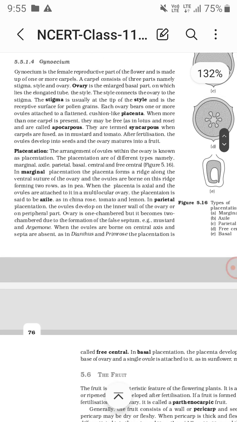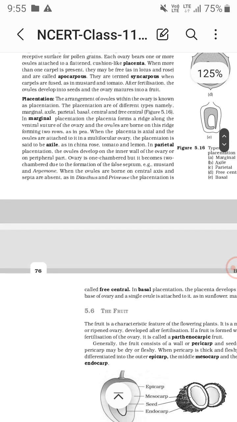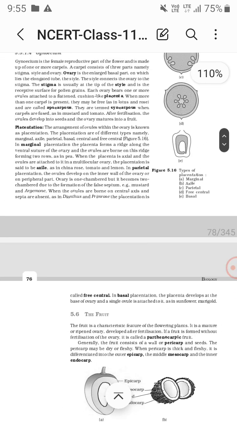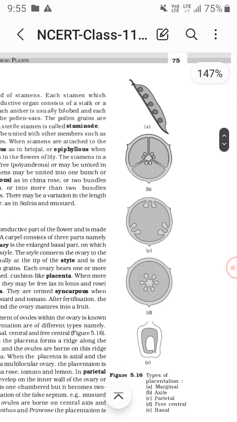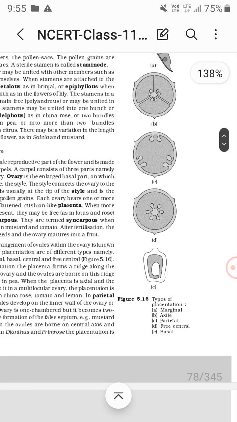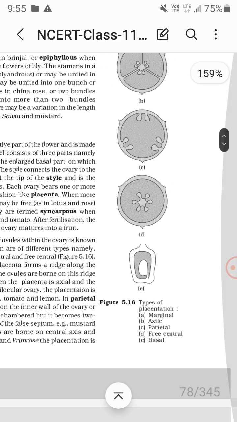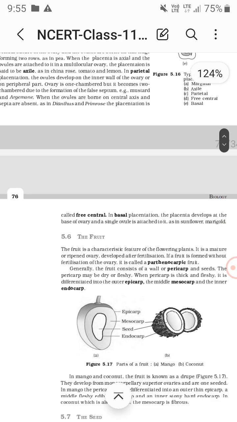It is a cushion-like structure, can be marginal, axial, parietal, free central, or basal. See in the diagram types of placentation: marginal in the first diagram, then axial in the second diagram, then the third diagram parietal, then the fourth diagram that is free central, and the fifth diagram that is basal placentation.